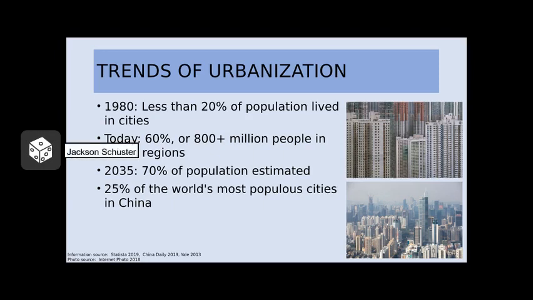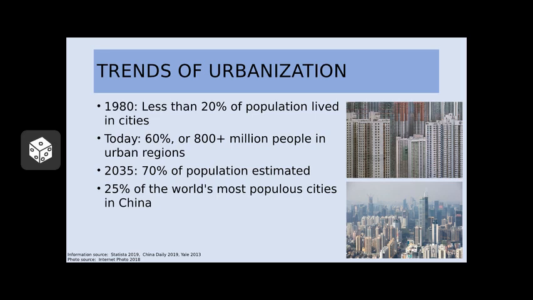Just 40 years ago, less than 20% of the population lived within cities. Today, that number is around 60%, or a little over 800 million people in urbanized areas. For a frame of reference, in a Yale study in 2013, that 60% number was supposed to be hit around 2030. We've obviously drastically beat that, showing just how unprecedented these numbers are.